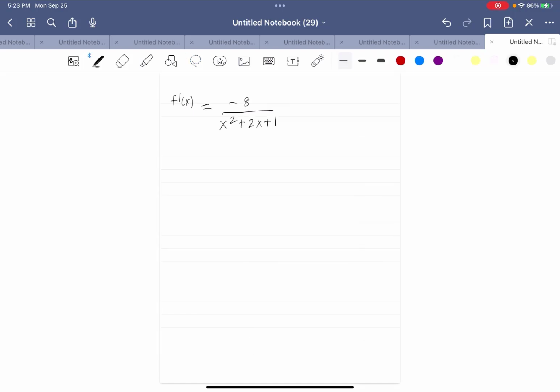Now, we're supposed to set our derivative equal to 0, but this derivative is never 0. Because in order for a fraction to be 0, the numerator would have to be 0. But it can never be 0 in this case because it's always -8. So we have no critical numbers.